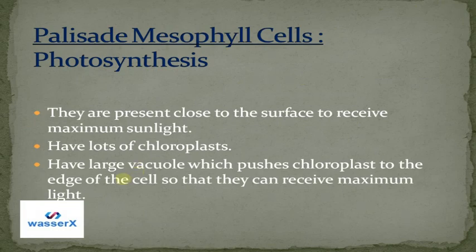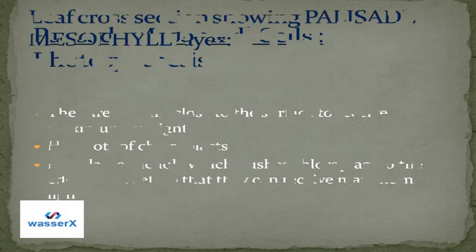And we can say that they have a large vacuole which pushes chloroplasts to the edge of the cell so that they can receive maximum light. It may look like this, that if this is our plant cell, they have a very big vacuole. In this vacuole there must be some salts and sugars, right? So because of this, the chloroplasts are pushed to the outer part of the cell, and due to this they receive maximum sunlight, and the rate of photosynthesis increases as the light trapping will increase. So this is how these palisade mesophyll cells help in the process of photosynthesis.